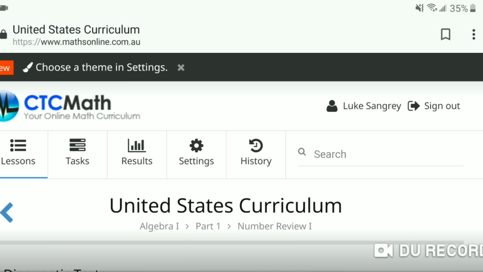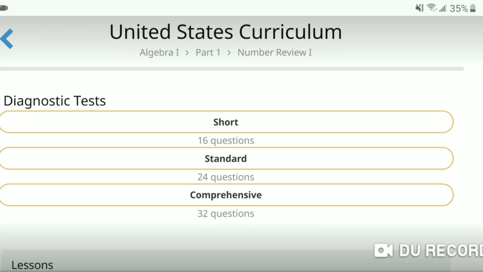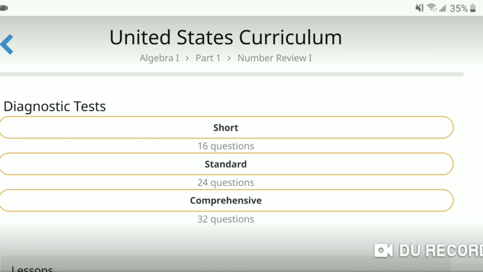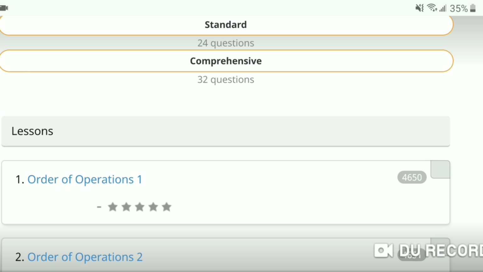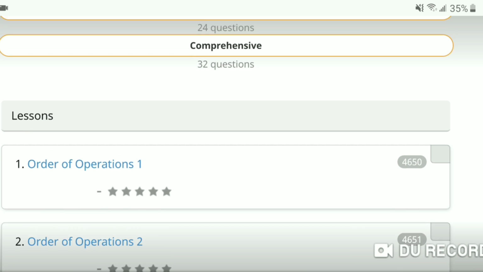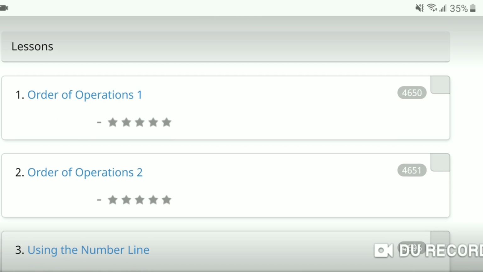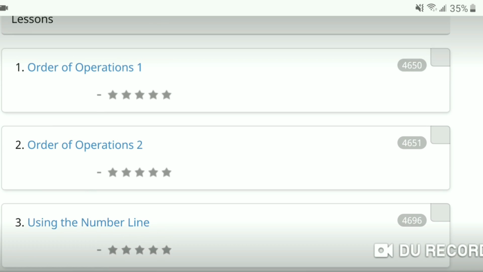Okay, now as you can see right here, there are diagnostic tests, and this is for when you first start with CTC Math. Each grade level has a diagnostic test, so you can kind of guess which grade level you think they would be on, and you can have them take either a short, a standard, or a comprehensive diagnostic test. If you already have a good idea of what grade level they're in, you can actually skip those and just start out on the lessons themselves.